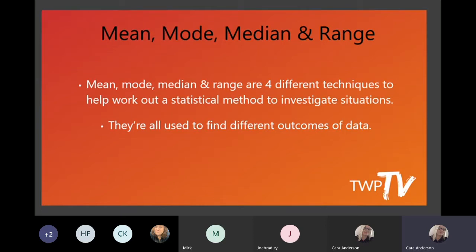So I've seen things come up about video games and different people playing video games and what their scores were, and trying to work out the average and the most common scores coming from those. So they're basically all used to find different outcomes of data.